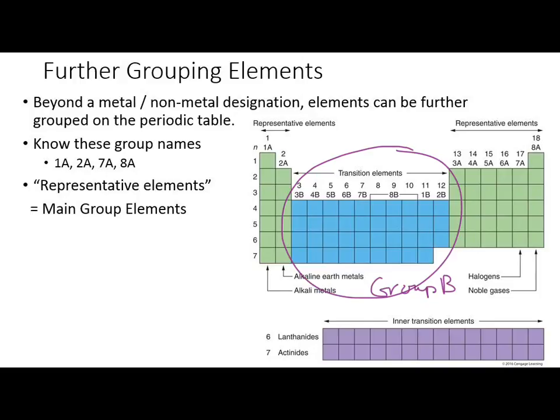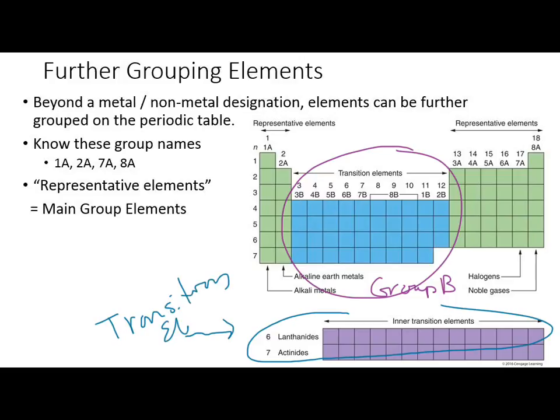I'm going to address these here in a minute, but I'm going to go ahead down here. These two miscellaneous rows down here look like periods, but they're kind of not. They are also part of Group B. They are also transition elements. They are called inner transition elements. Okay, so that's another way to chunk up the periodic table.